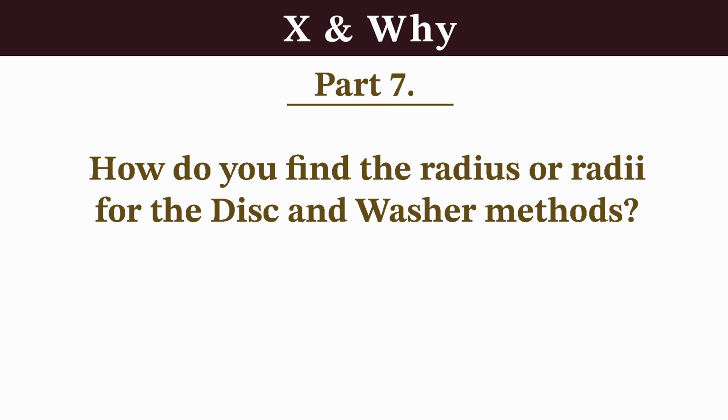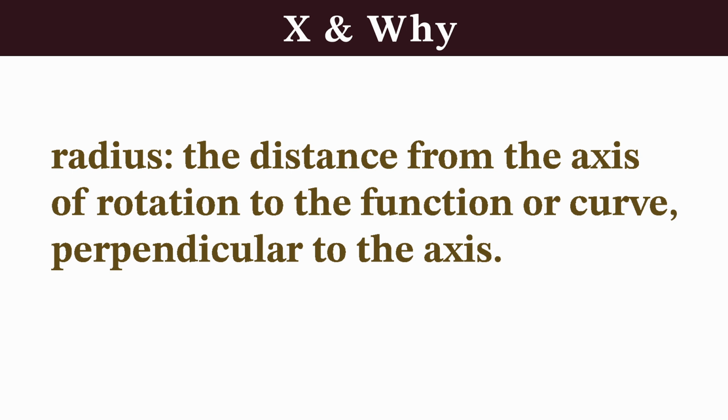Part 7. How do you find the radius or radii for the disk and washer methods? The general rule for finding the radius or radii for these methods is that the radius is always the distance from the axis of rotation to the function or curve, perpendicular to the axis.